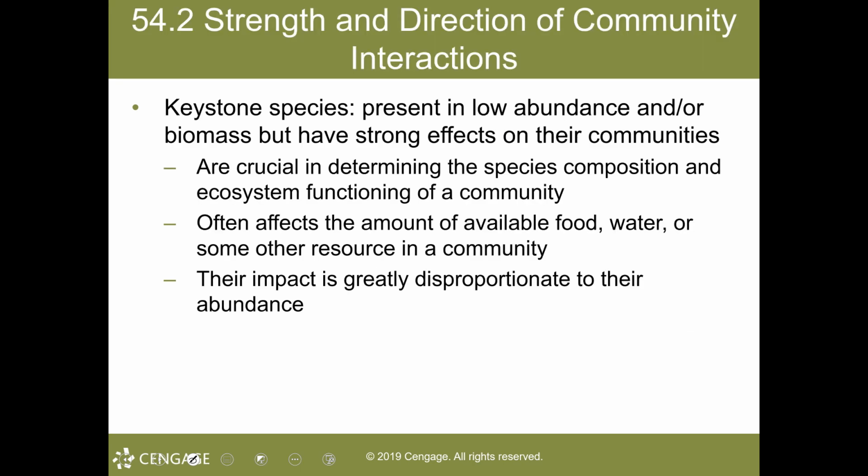So next up, class, the keystone species. The keystone species is imperative to determining the nature of the entire community. With a keystone species, it's typically not too abundant, but it has enormous or disproportionate effects on that community. Their impact is greatly disproportionate compared to their abundance, because they are crucial in determining the species composition and the ecosystem functioning of that community.